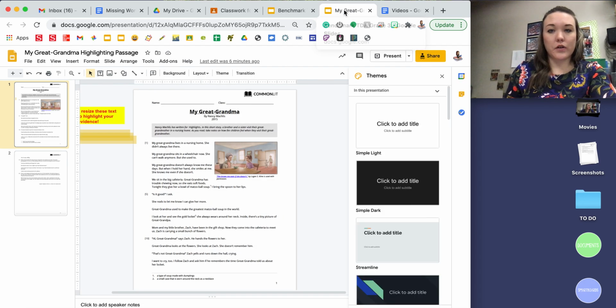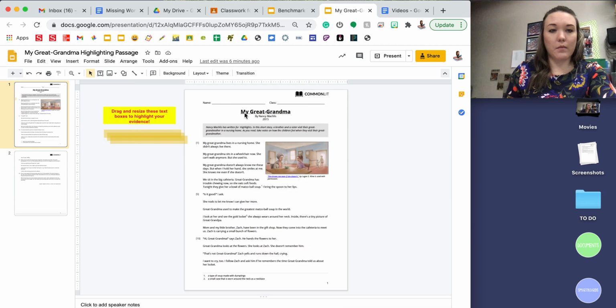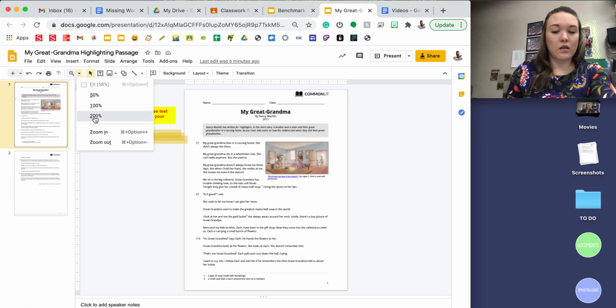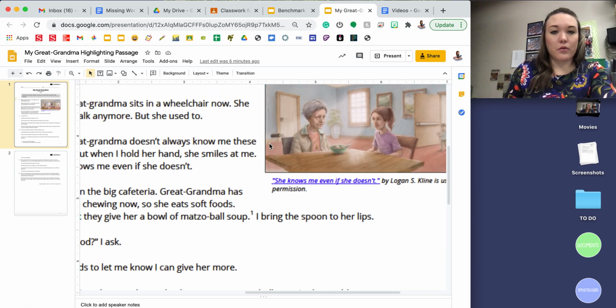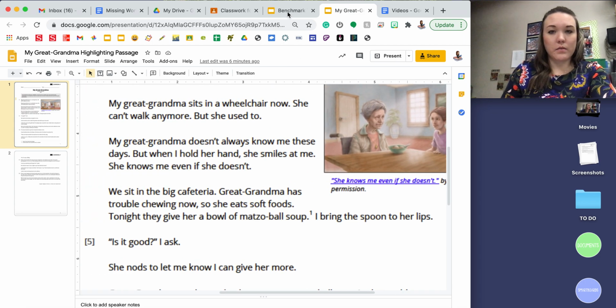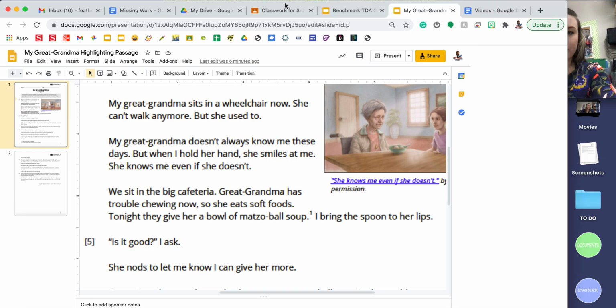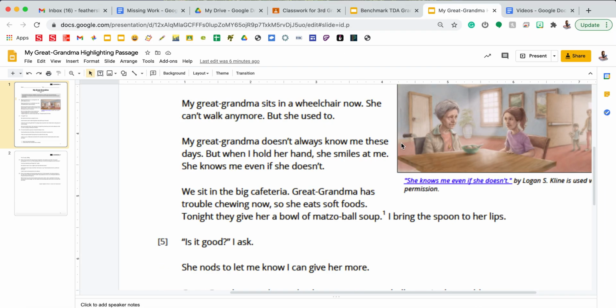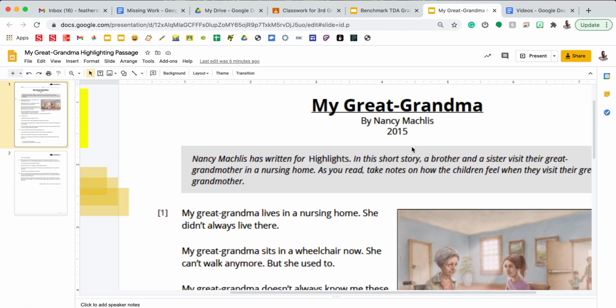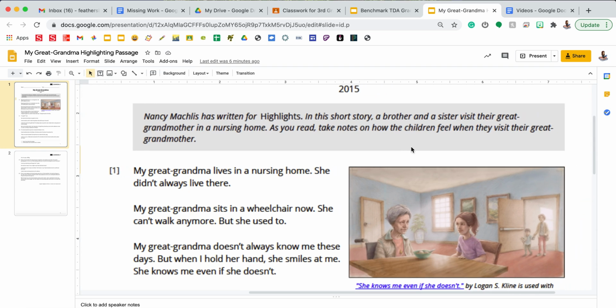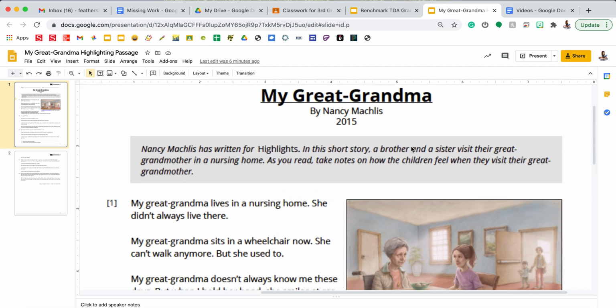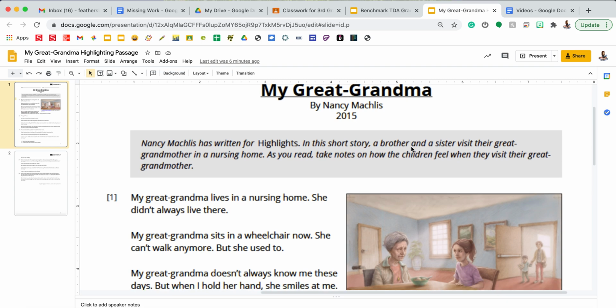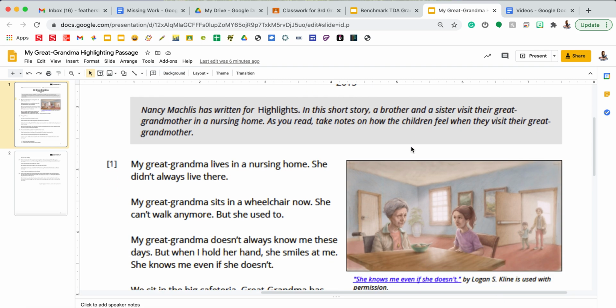So I switched over to that second assignment from Google Classroom, the highlighting evidence one. And I would like to read through this story with you. I'm going to make my screen bigger. So again, this story is called My Great Grandma. It's by Nancy Matchless. And it was written in 2015.